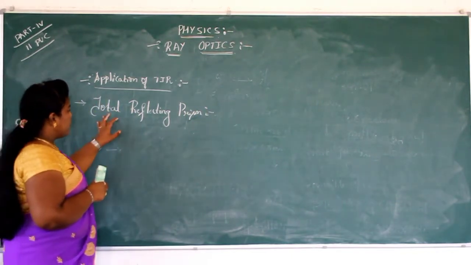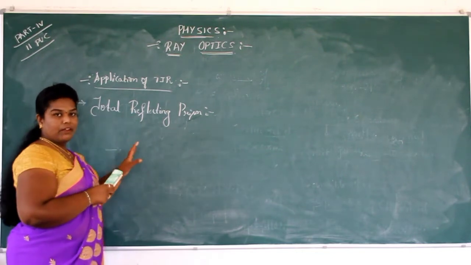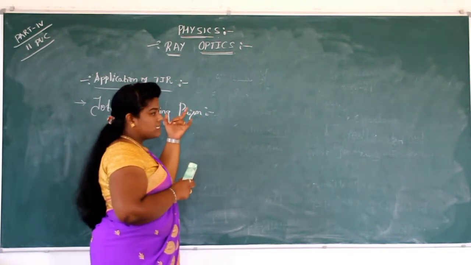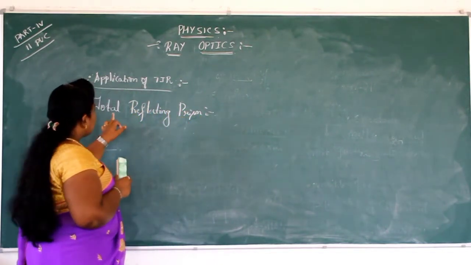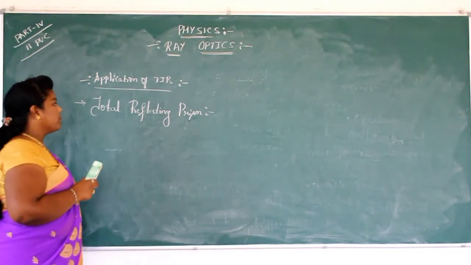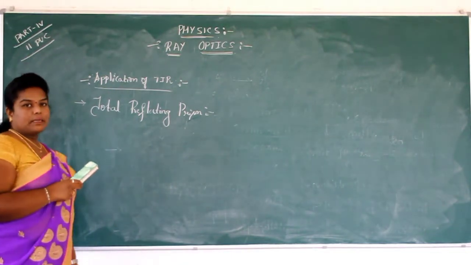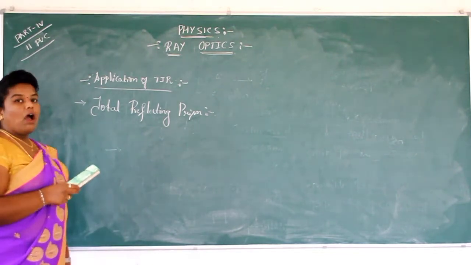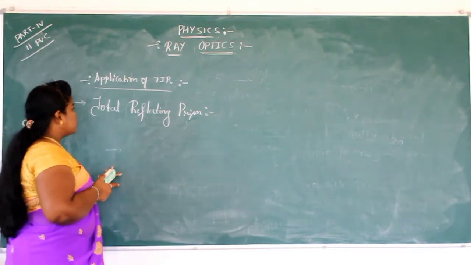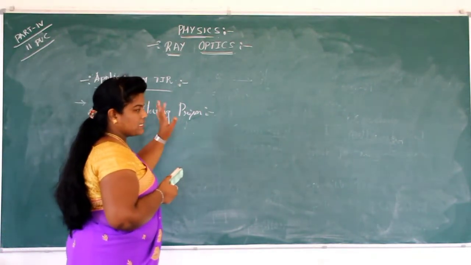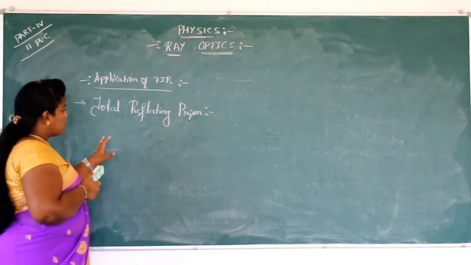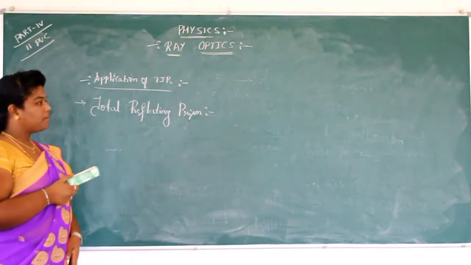Dear students, the word itself tells us that we have a prism, and that prism is completely reflecting the incident beam of light. So you know that the prism is reflecting, but how exactly does it reflect, and what is the definition of a total reflecting prism? Let us see the definition of a total reflecting prism.